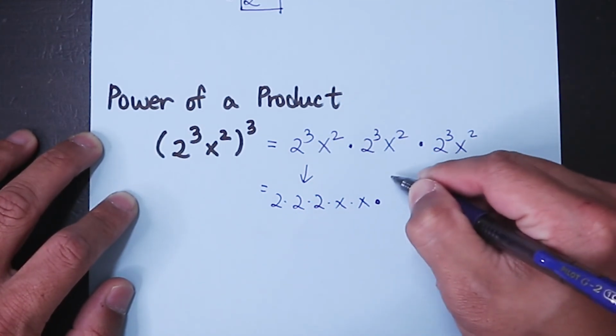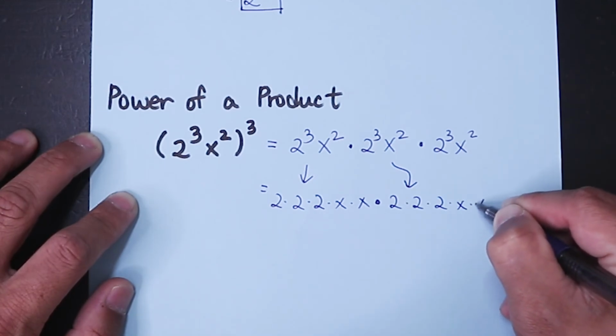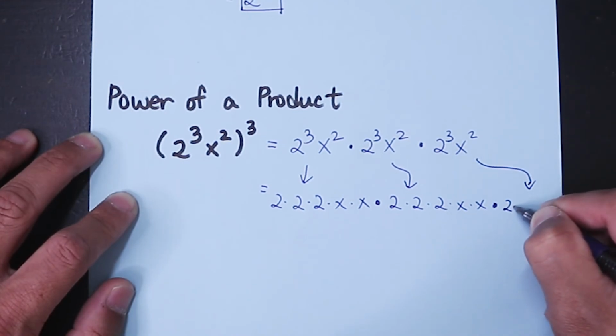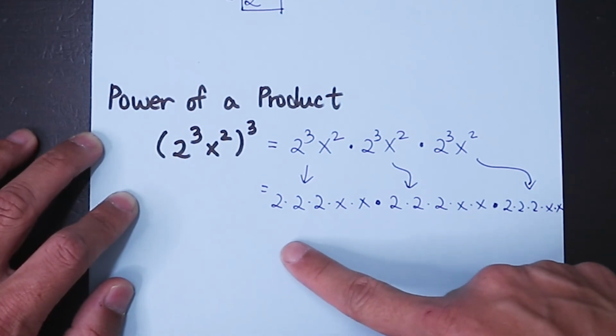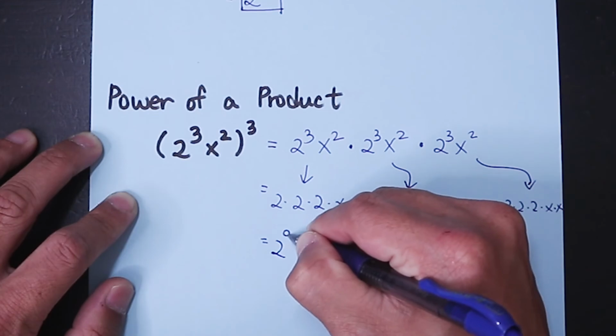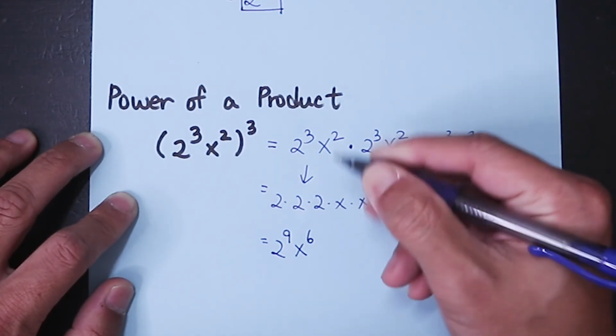Then you bring down the multiplication sign and you write another set of 2 times 2 times 2 times x times x. Then you bring down the multiplication sign and then you write another set of 2 times 2 times 2 times x times x. So from here, you're going to find out, well, how many 2's are there total, which is 9 of them. So 2 to the 9th power. How many x's are there total, which is 6 of them, so x to the 6th power.